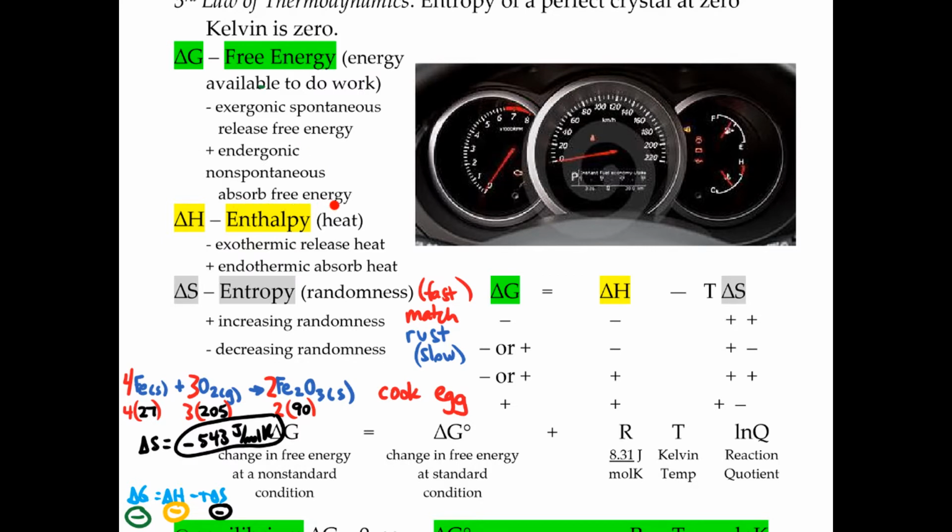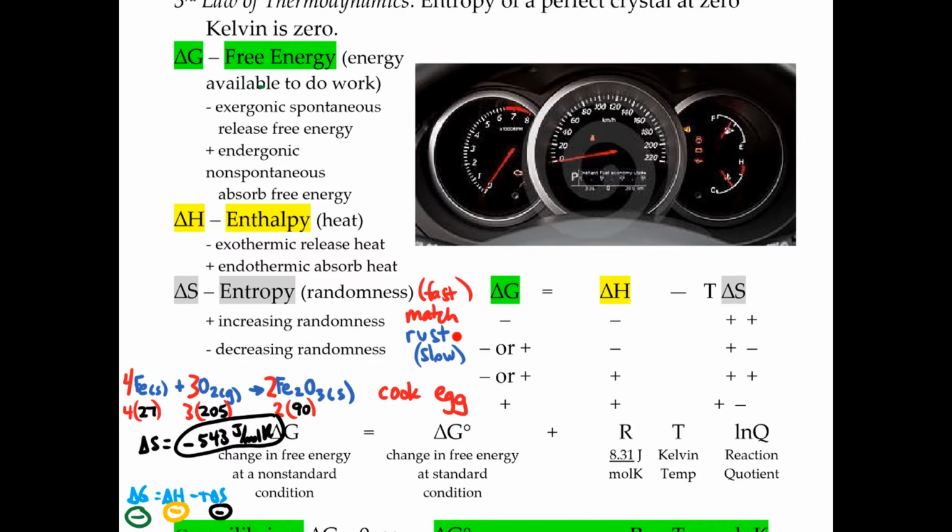Quick example of that, spontaneous would be a match. Once you start a match, it's going to keep itself burning. And also rusting. Once something starts to rust, it's going to keep rusting on its own. Okay, sometimes they're fast like a match, sometimes they're slow like rusting. Remember, the only thing that tells you fast and slow is the kinetics chapter that we talked about with rate laws. But delta G tells you if a reaction is going to continue to happen on its own. So a negative G tells you it is spontaneous like a match or rusting.